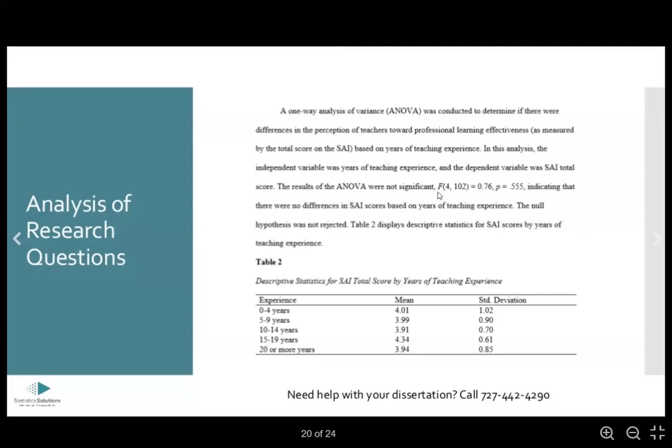Notice here that rather than reporting the T, we're reporting the F. So again, depending on the test that you're doing, the APA format is going to be different. Notice we also have 2 degrees of freedom as opposed to 1, which we had in the t-test. There's just a few differences in how you're going to be reporting the different tests.